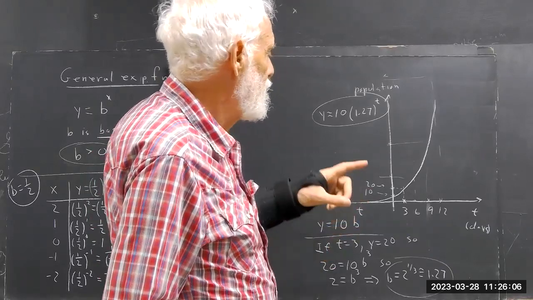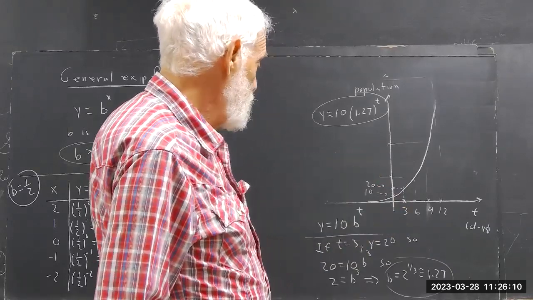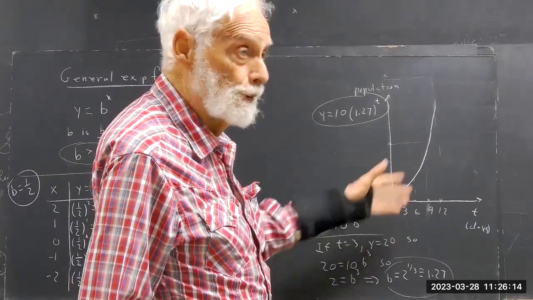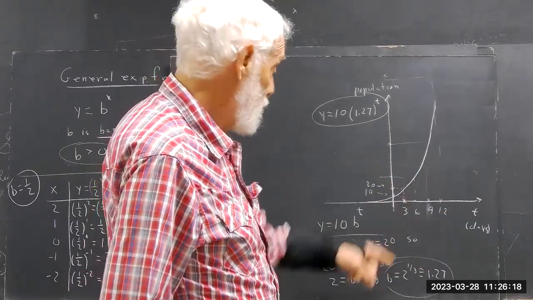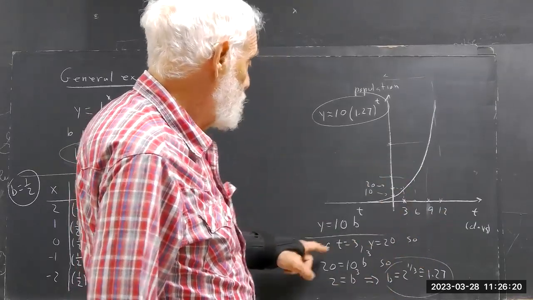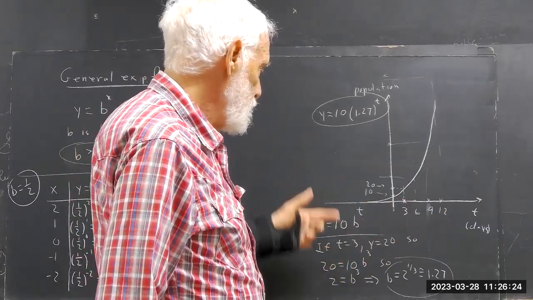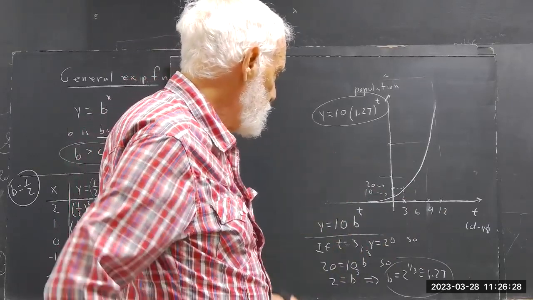Now we can take the fact that this doubles every 3 days and say that if t equals 3, then y has to equal 20, because it doubles every 3 days. It starts out at 10, and when t equals 3, it's got to be 20. So we go from 10 to 20 between t equals 0 and t equals 3.